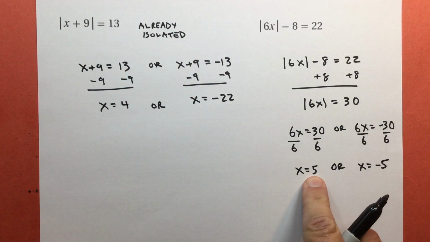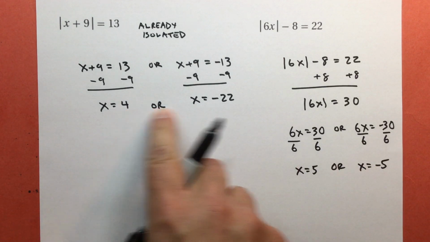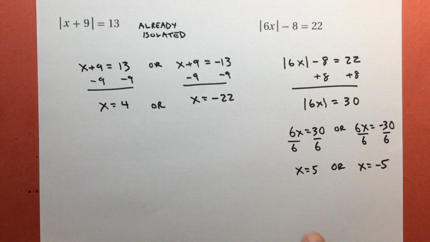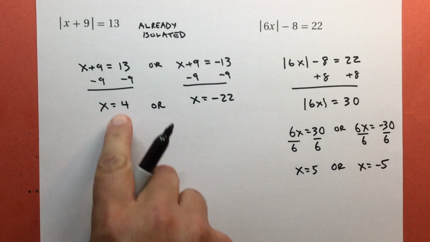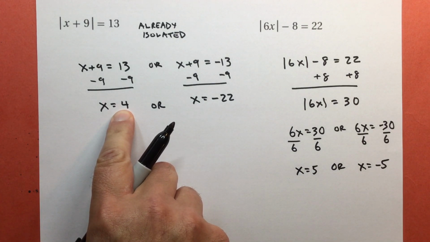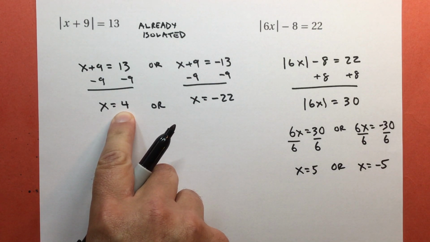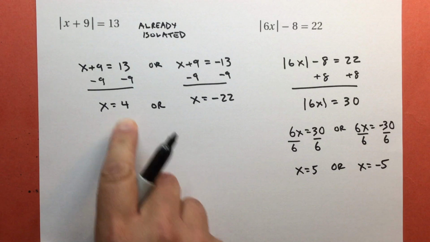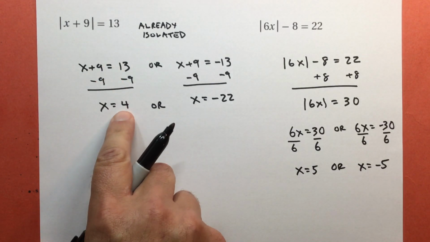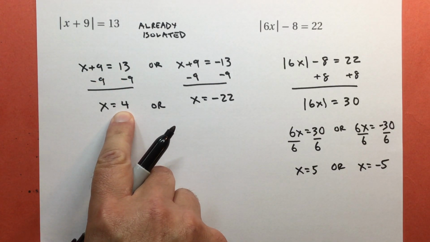Now I want you to notice something, okay? Sometimes you do get a number and its opposite. Oftentimes you don't. Don't automatically assume that if you get one answer, the other is just going to be the opposite of that. I've seen that on tests too. Students will work half of it. They'll say x equals 4, so the other one has to be negative 4. That's not the way it rolls, all right?